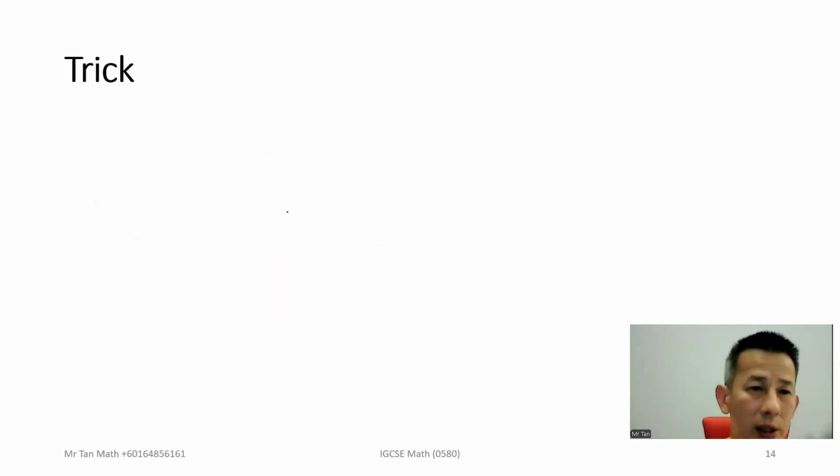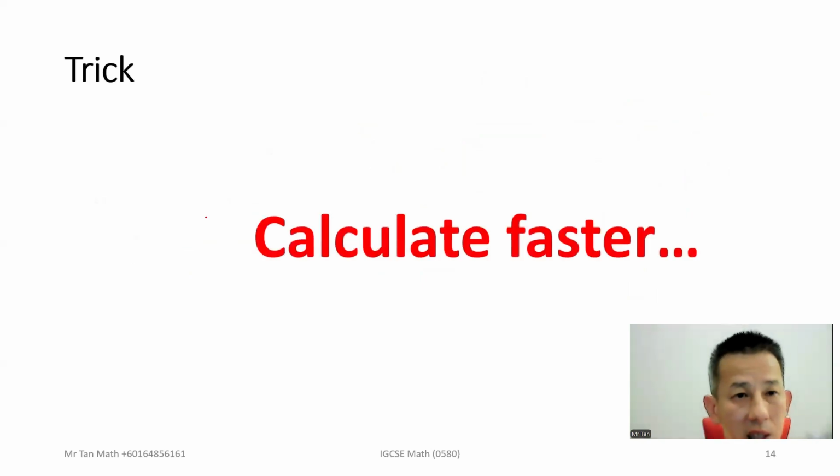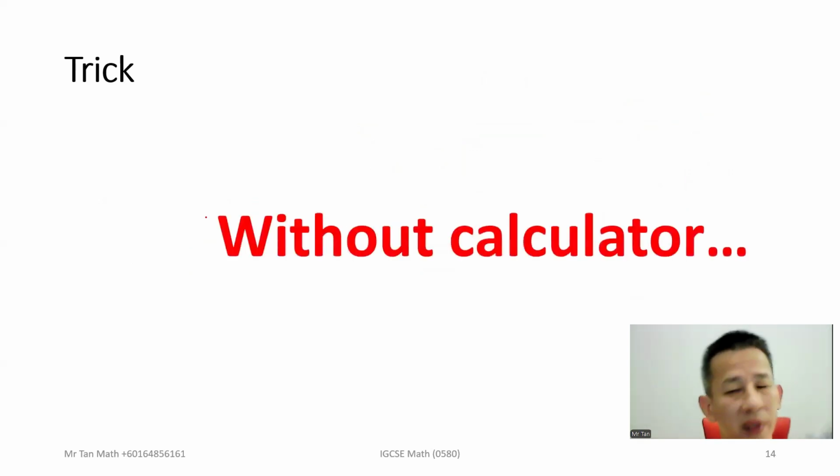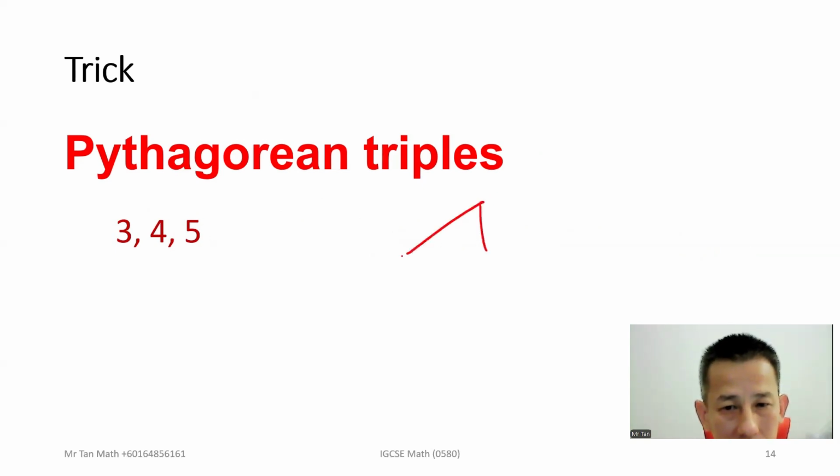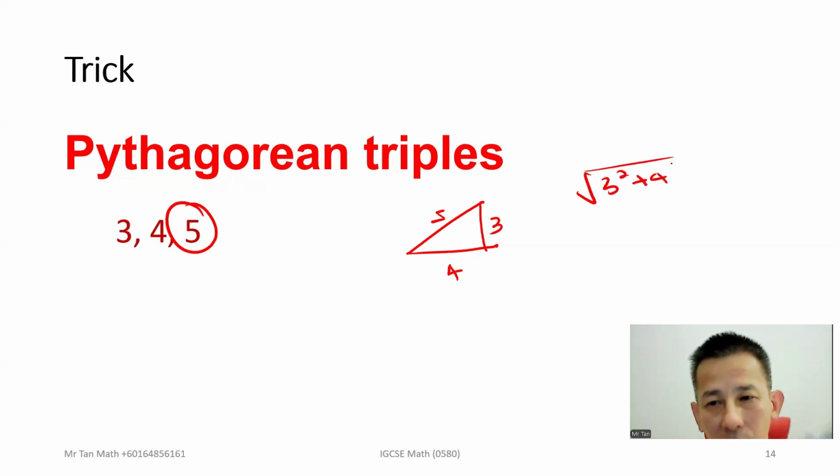So I have a trick for you. This trick you can use either to calculate faster or when no calculator is allowed. When you're dealing with Pythagoras theorem, you can use Pythagoras triples. What are Pythagoras triples? For example, the first one is 3, 4, 5. This is the most common. If you draw a right angle triangle, if this is 3, this is 4, the hypotenuse should be 5. You can check: 3 square plus 4 square equals 9 plus 16. You'll get square root of 25, which equals 5.